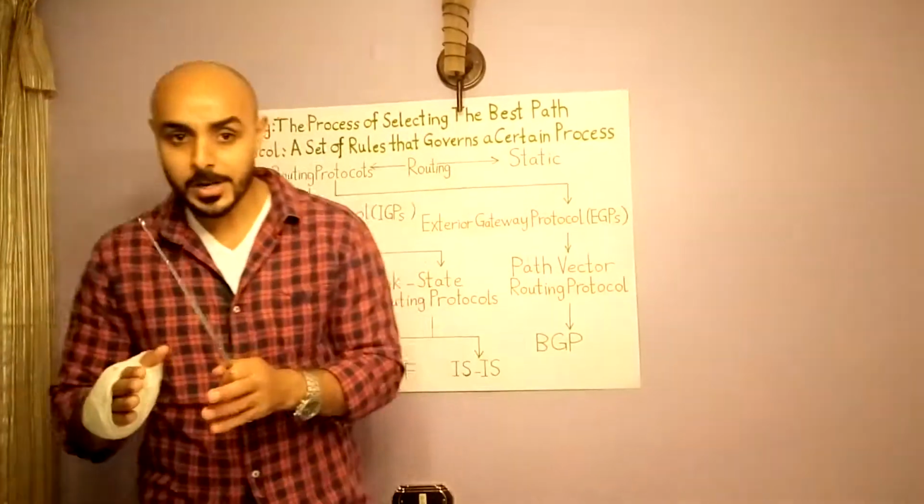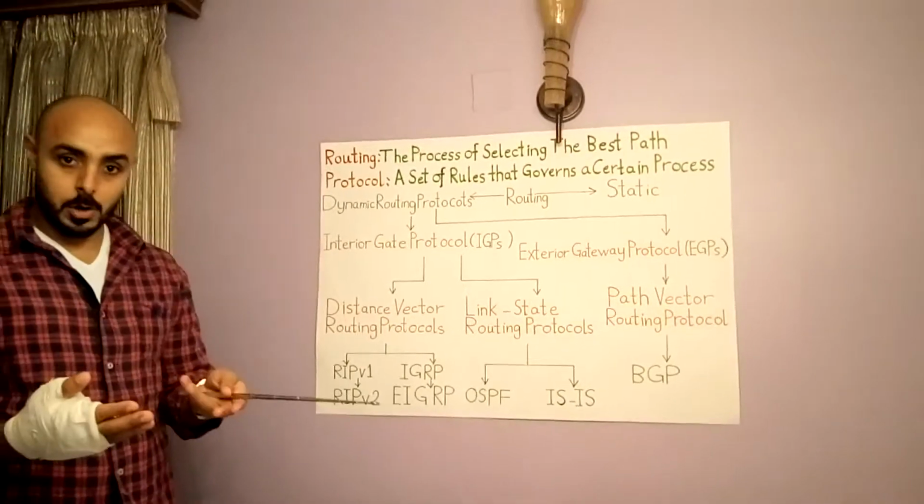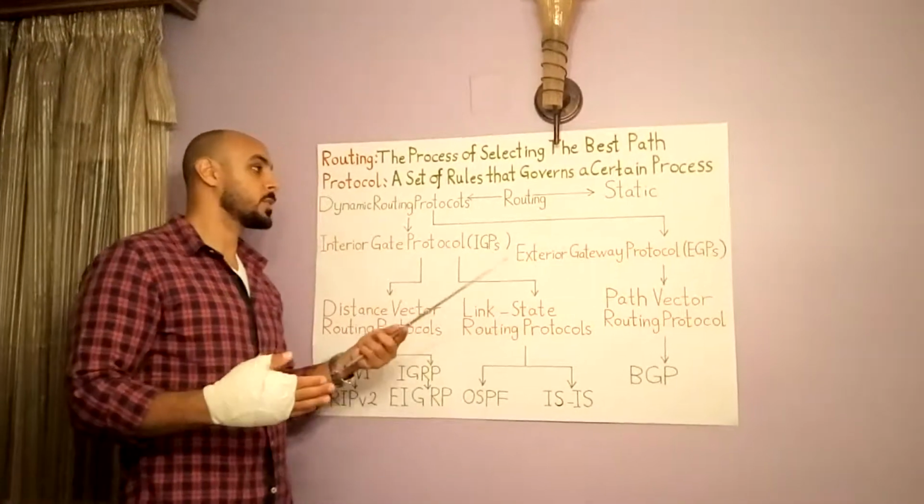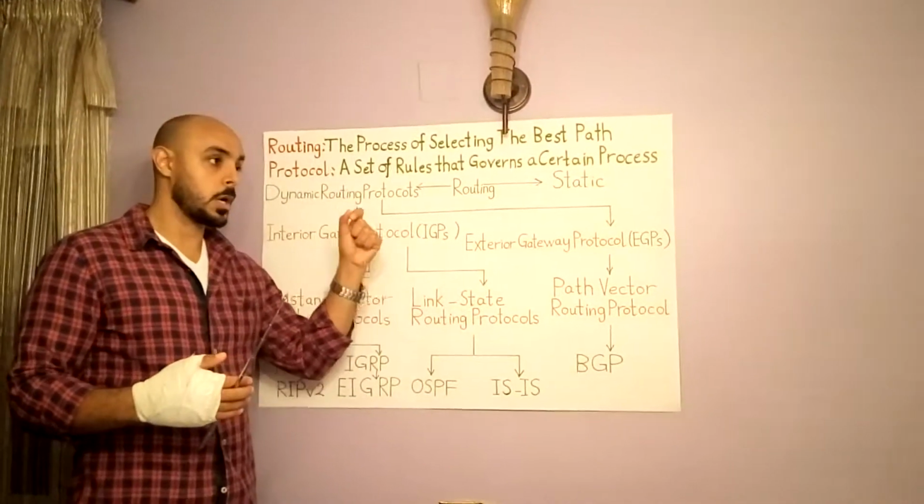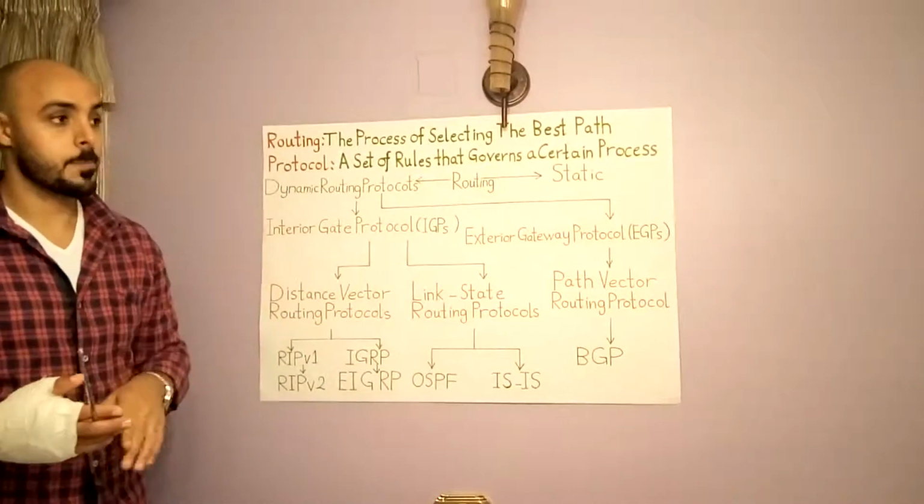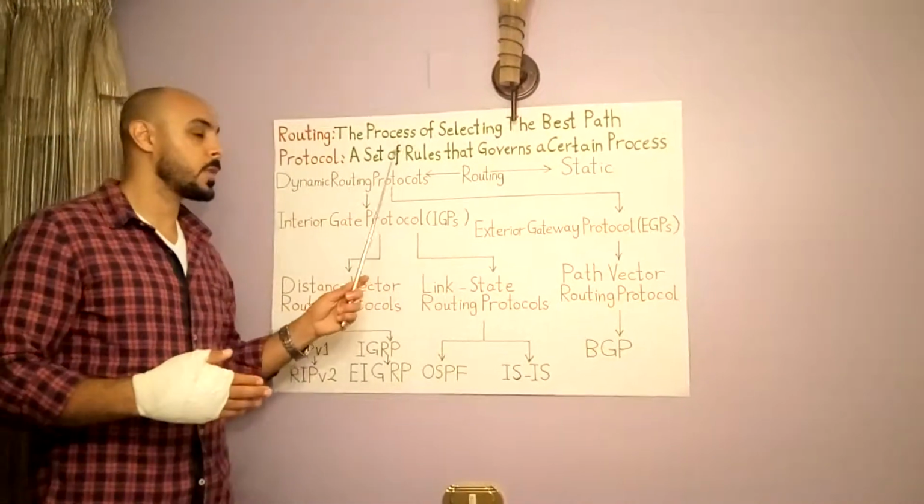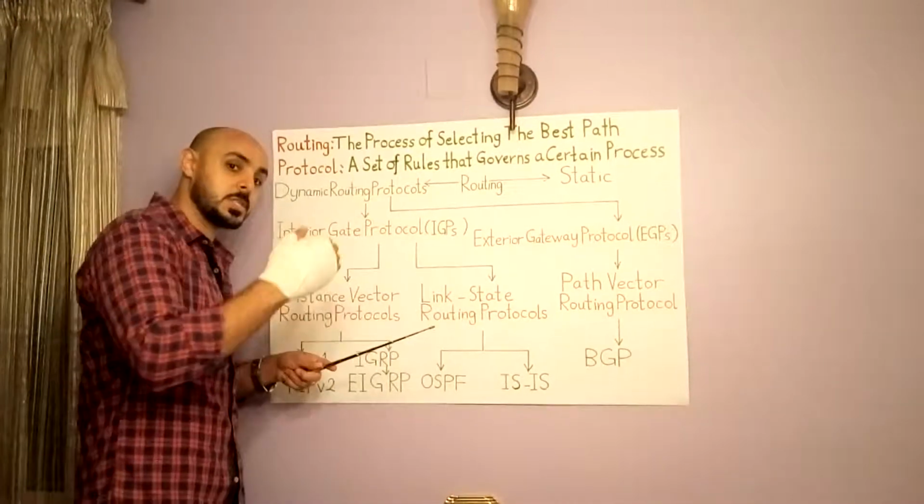Now, if we understand everything I have just mentioned, we can move on to the next step, which is understanding the different types of routing that we have, or how we can perform the routing. Just keep in mind that routing is the process of selecting the best path for the data to reach the destination.